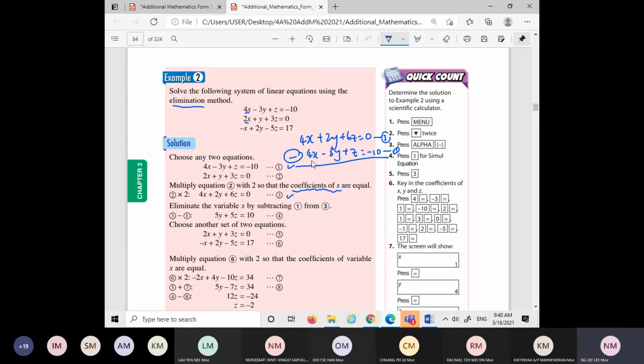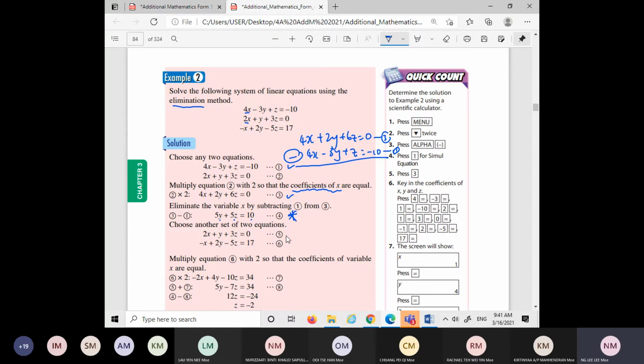Okay, so 4x minus 4x, okay, 0. Okay, 2y minus negative 3y, I get positive 5y. It is here. Okay, then 6z minus z, I get 5z. Okay, positive 5z is here. Then 0 minus negative 10 is positive 10. Okay, it is here. So now you see, this one you have to keep in mind, this one is already in y and z. Okay, no more x. So this one you keep.